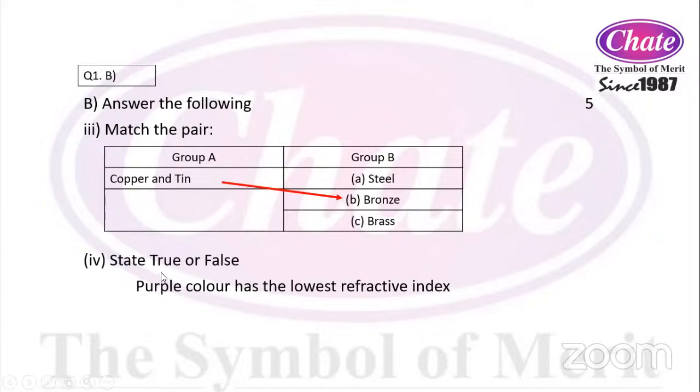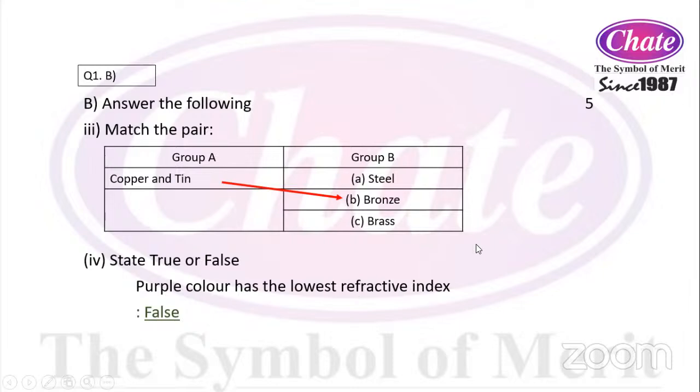Now the next question is about state true or false. Also remember, in this case you are supposed to write down just true or false. You are not supposed to give any reason why it is true or why it is false. Or you are not supposed to write down the correct statement. That means you are not supposed to rectify that statement if it is a false statement. So here, purple color has the lowest refractive index, and the answer is not true. It's false. So it's a false statement.